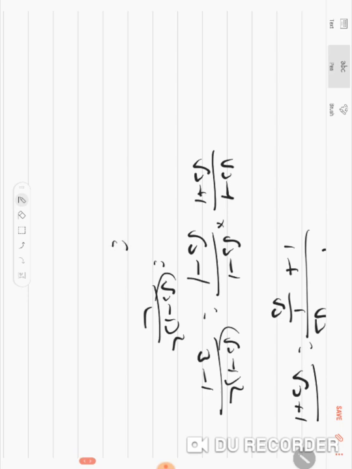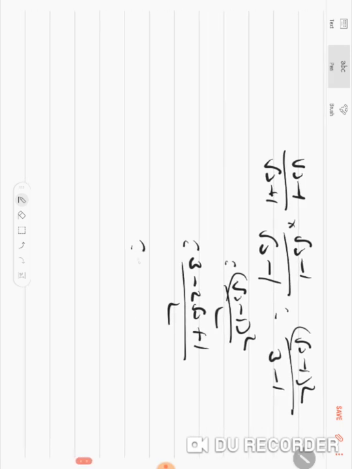The numerator, on expanding a minus b whole square, will be a square minus 2ab plus b square, by 2. What is 3 plus 1? It is 4 minus 2 root 3 by 2. On splitting this, 2 minus root 3 will be your answer.